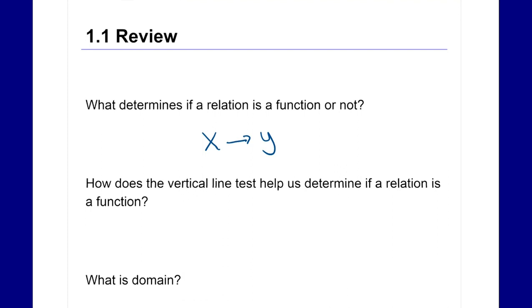How does the vertical line test help us determine if a relation is a function? Well, we just had an example of how we used it. So the vertical line test basically states that if it's testing for a function, which is what it does, it should only cross at one point if it's a function.